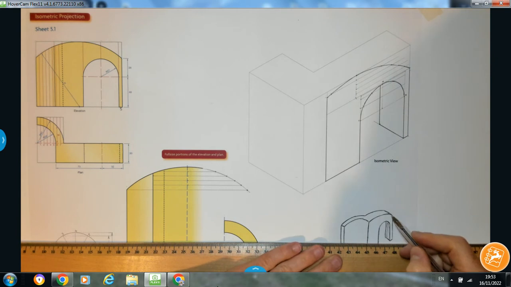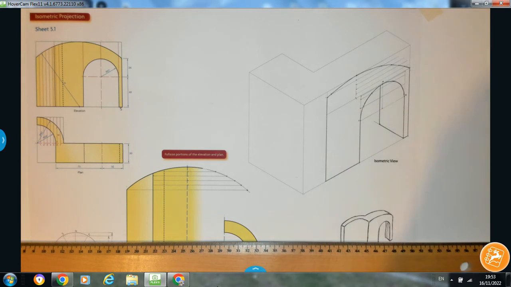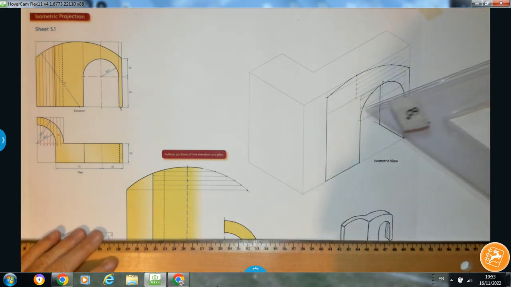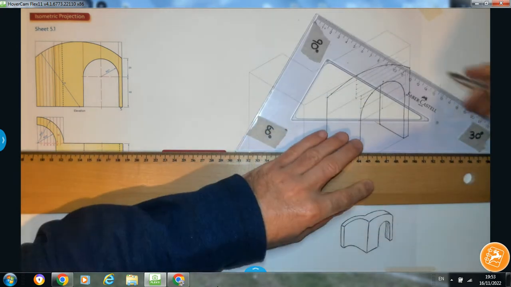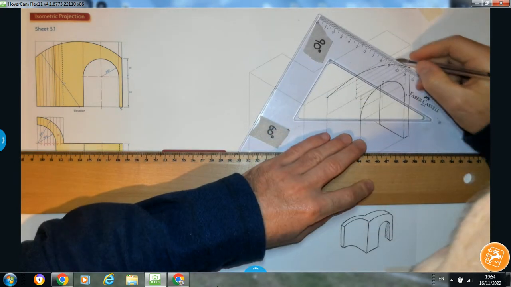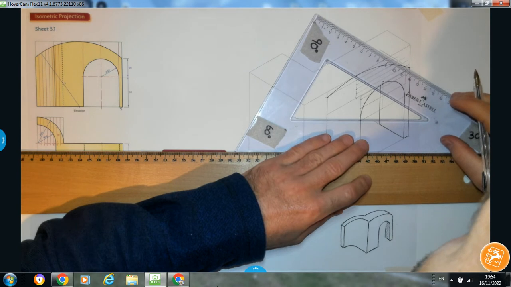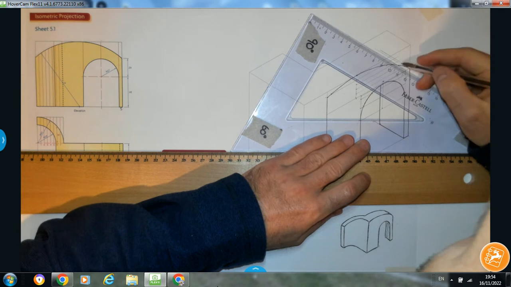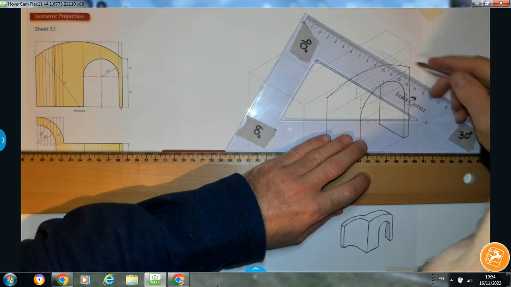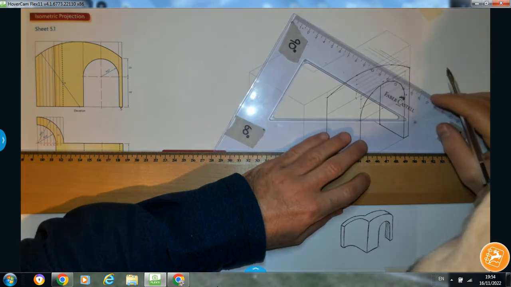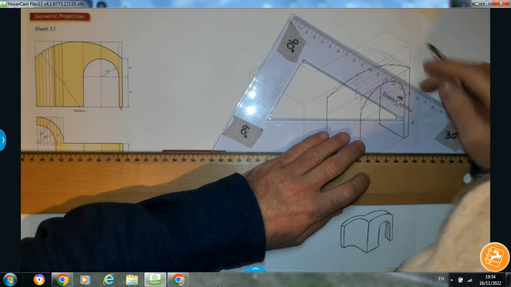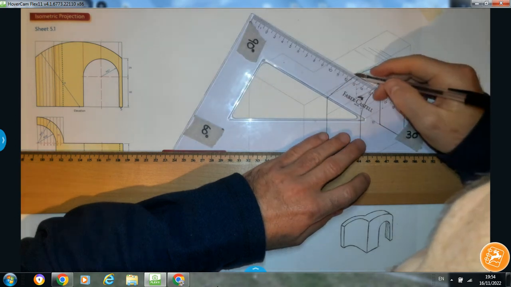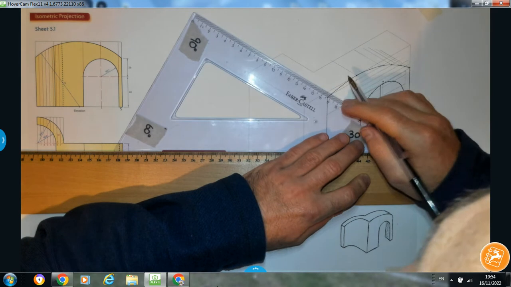Now what I'm going to focus on is this section up here. So from all of these points that I previously found, I'm going to project at 30 degrees. So 30 degrees this way. I'll do the same for this one. Same for this one. Same for this one up here. Finally the same for this one.